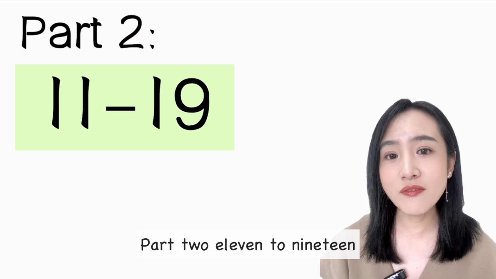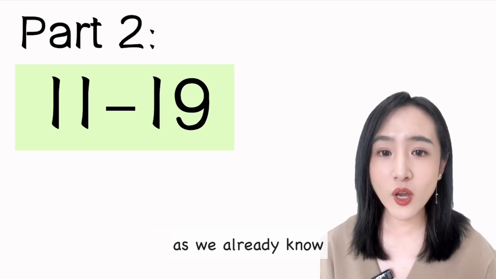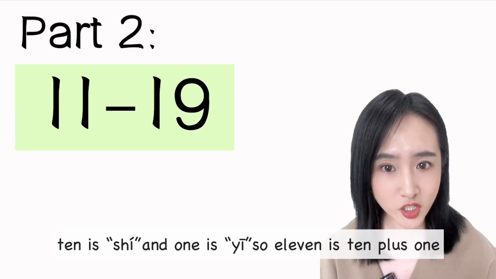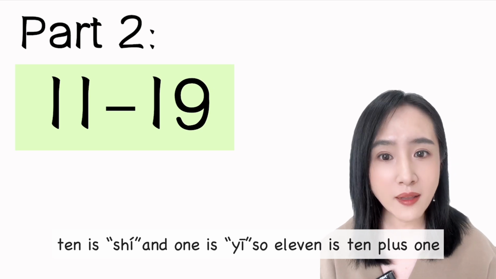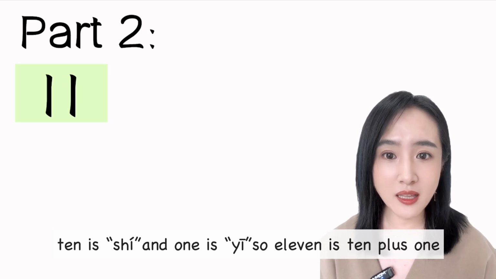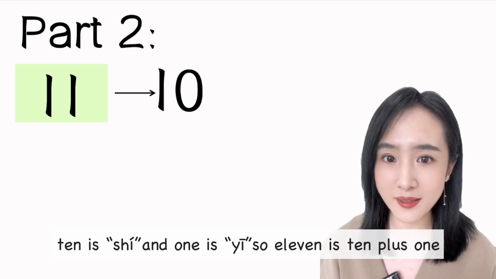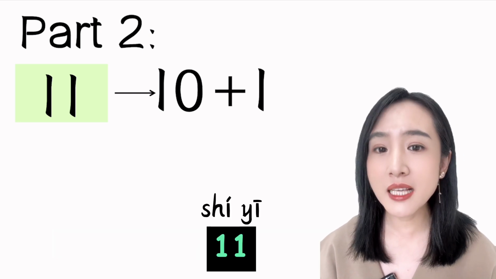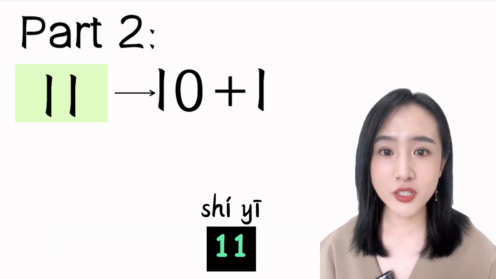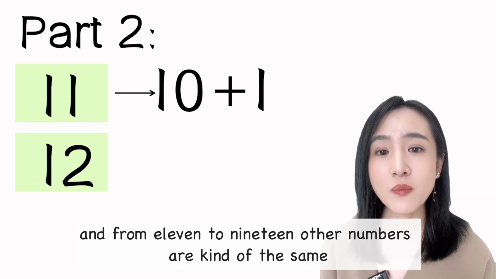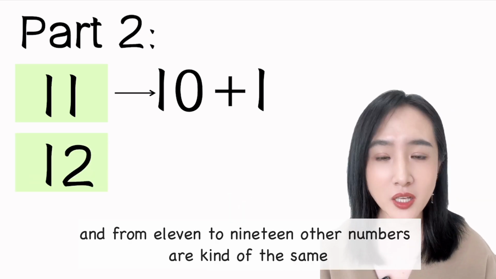Part 2, 11 to 19. As we already know, 10 is 10 and 1 is 1. So 11 is 10 plus 1. You can say 11. And from 11 to 19, the other numbers work in the same way.